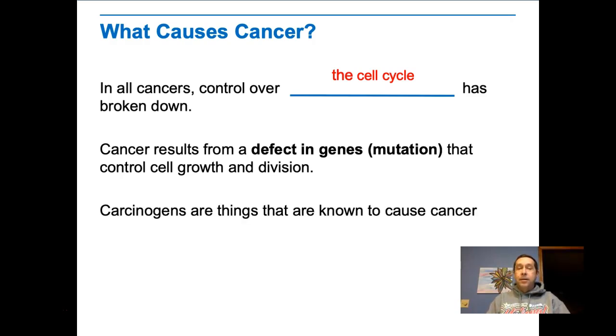Now, sometimes cancer can be caused by an outside agent, something from outside your body. We call those things carcinogens because they cause mutations in these genes which can lead to cancer.